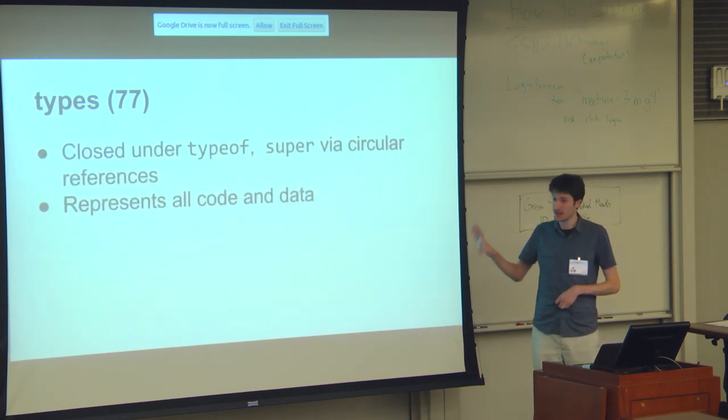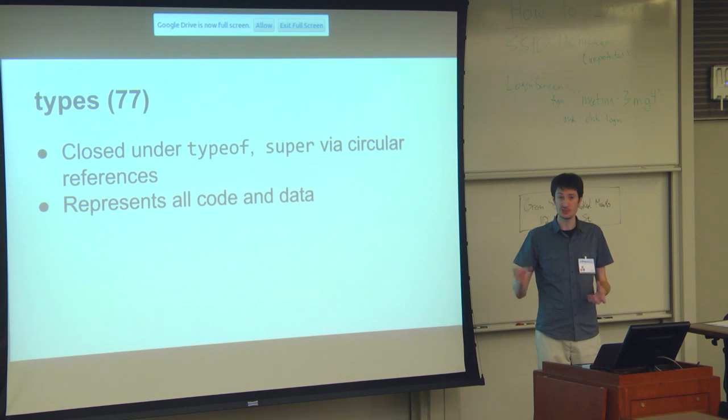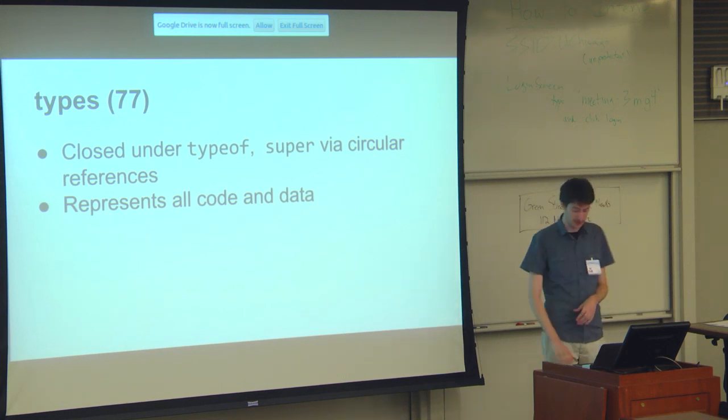And that set of types basically has closure properties: if you look at the basic properties of them, like their supertypes and the type of them, they're all closed under that. So it's this closed set. You don't need anything outside to really talk about what they are, and all the code and data in the system is ultimately linked back to those few things.